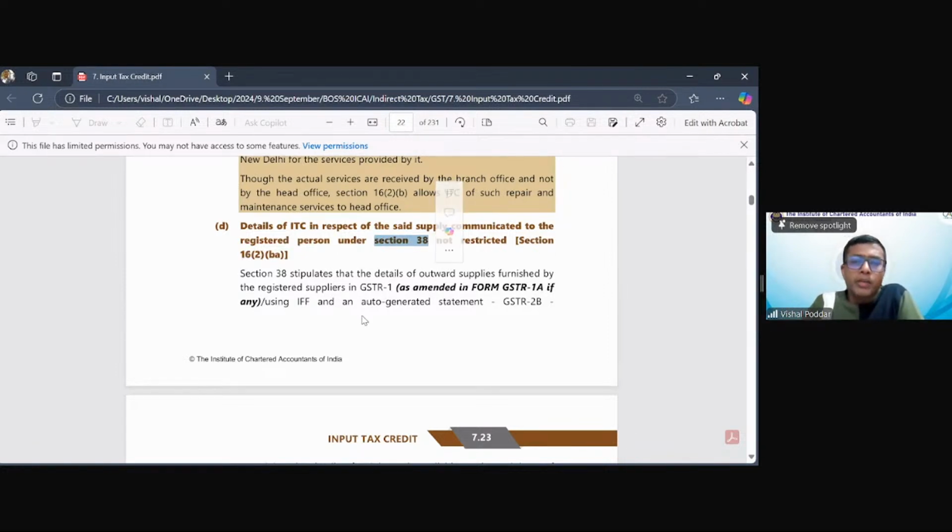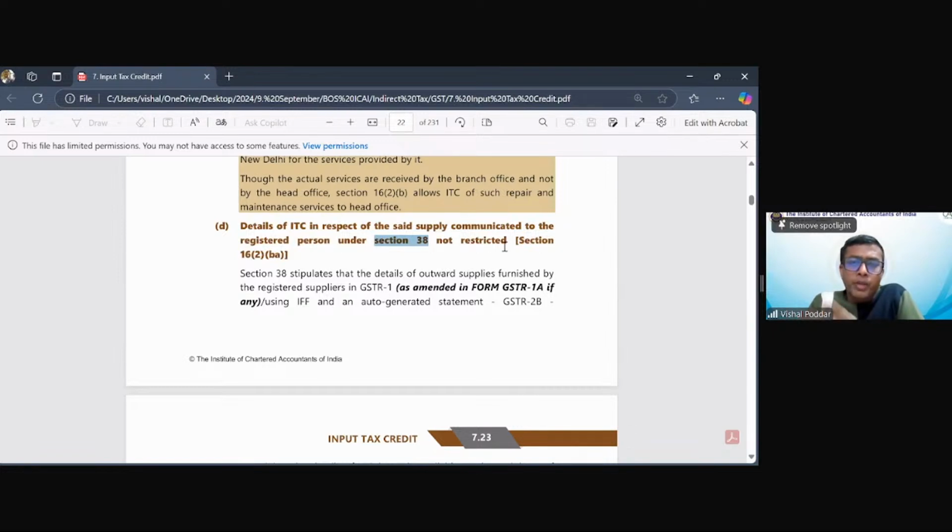I repeat, you will not get the credit if the credit is blocked by this new section 38. Now, 38 is not a new section. It was already there in the law. But when they introduced this BA, the 38 was anyways a defunct section at that time. So they erased the entire original 38 and brought in a new 38 in that place. And now the section says details of ITC in respect of the said supply, which is communicated to you. So you have satisfied the above condition. It is communicated to you means you are seeing it in your 2A, 2B. But under 38, it should not get restricted.